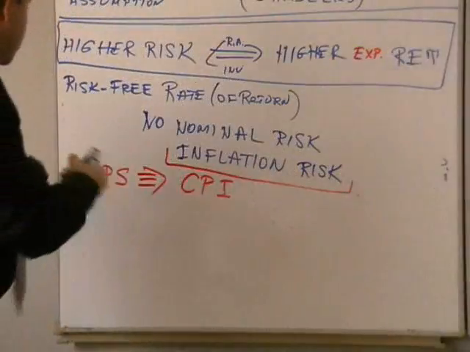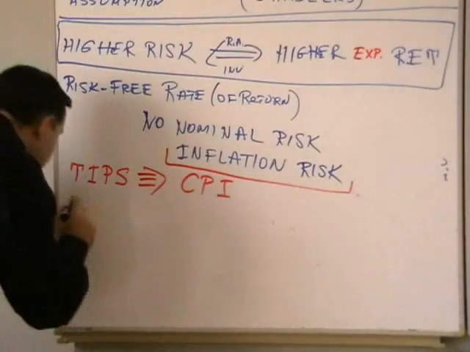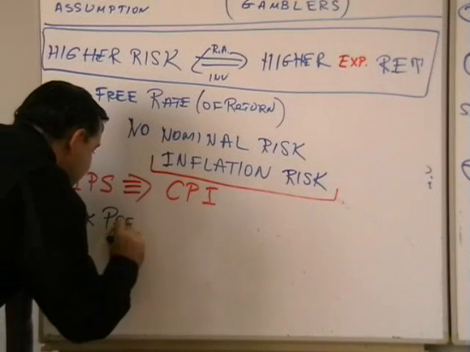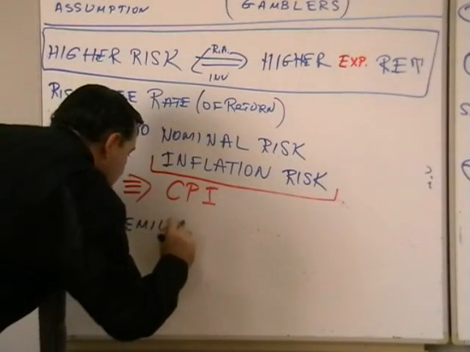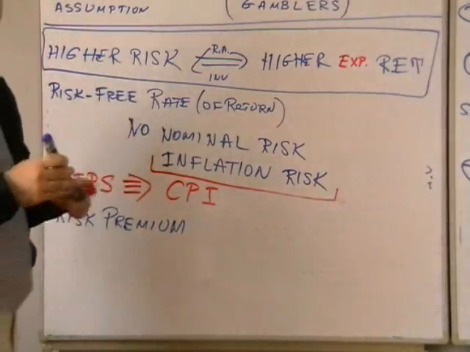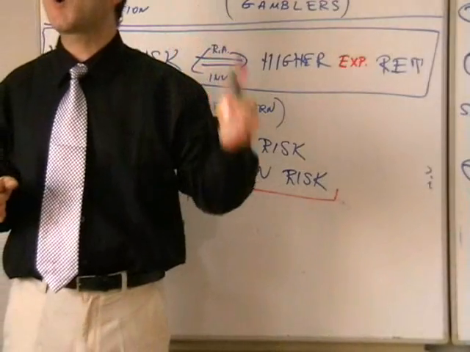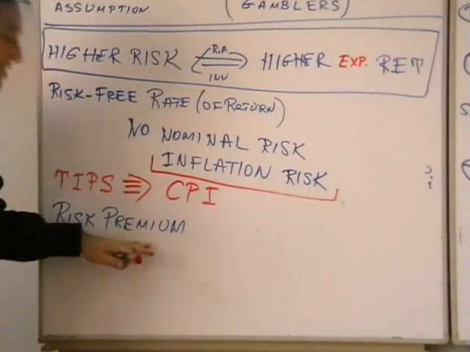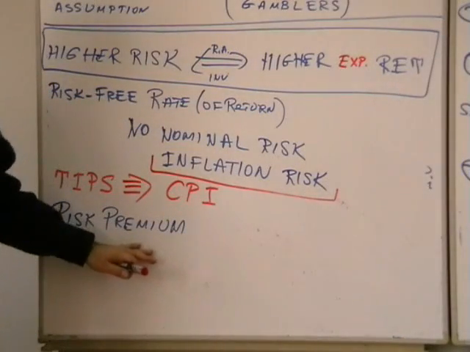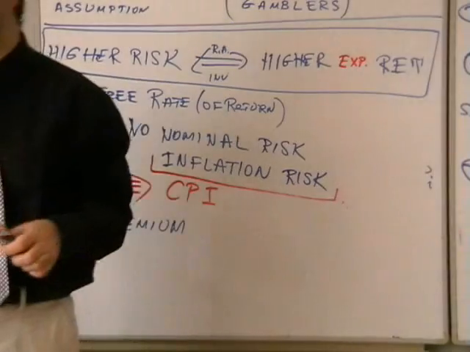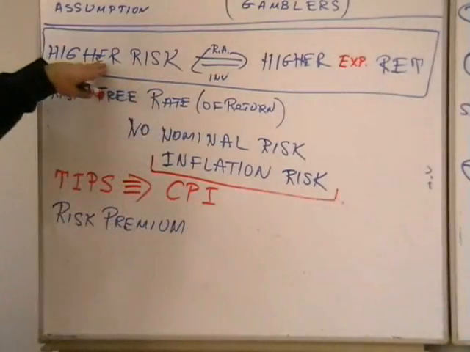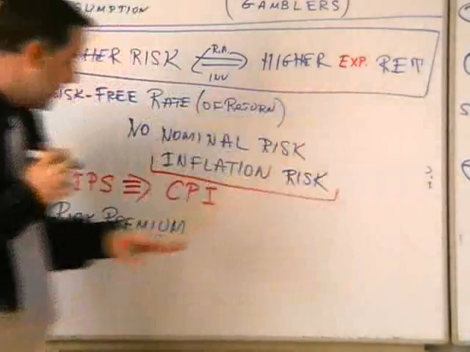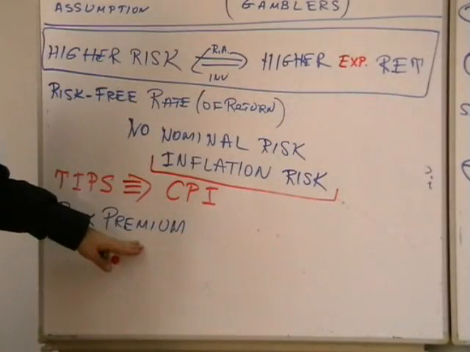So, now we get to the concept of risk premium. Risk premium is simply: the more risk there is, the more return I expect. The more risk, the more return. But again, what is the risk premium? You're still not saying what it is. All you did was just repeat this. More risk, more return. You still didn't say what is a risk premium.